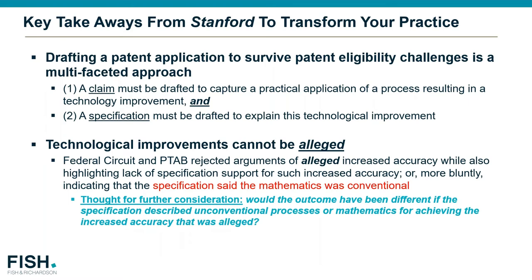Especially if it kind of contradicts that your specification said that the mathematics was conventional. So just something to think about: would the outcome have been different if the specification had described unconventional processes or mathematical algorithms for achieving the increased accuracy? I think that would have been a big help.